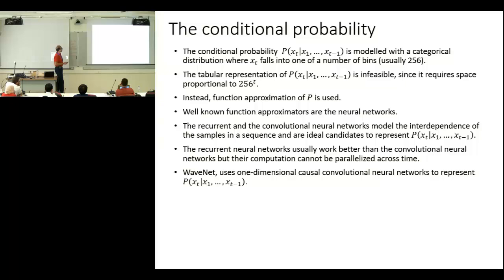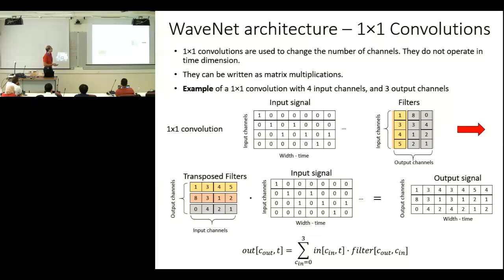Now, how will we model this conditional probability? In the original WaveNet, they model this conditional probability with a stack of dilated convolutions. We can also model this with recurrent neural networks, as I will show you in the next presentation. Let's now see the architecture of WaveNet.